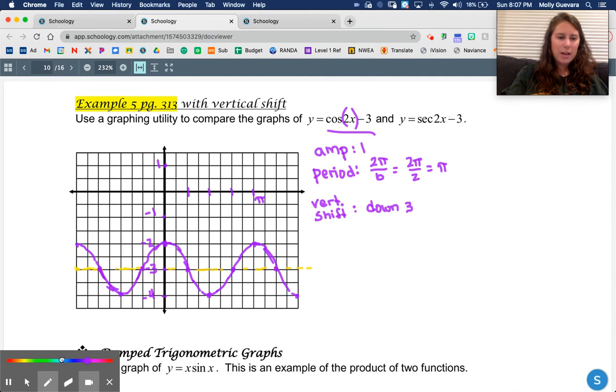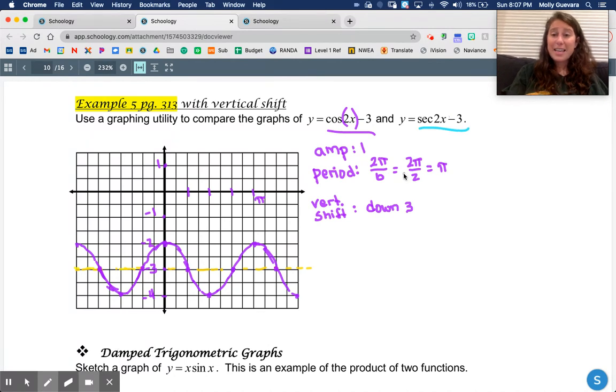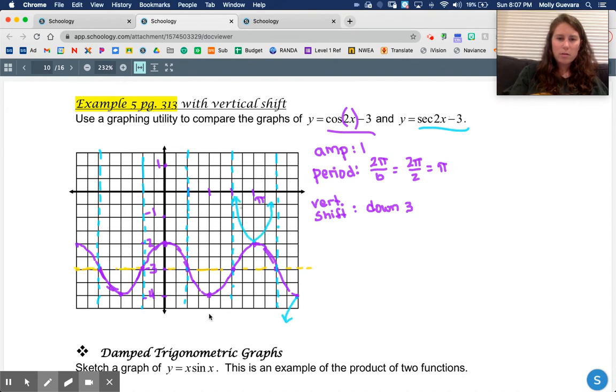Now, again, to find secant, I just take any time it crosses the x-axis, the equilibrium, and that is going to be my asymptotes. So I'm going to draw all my asymptotes like so. And then just take all my peaks and valleys and have them approach the asymptote. So just because it's been moved down doesn't mean it's not graphed exactly the same. It is graphed exactly the same, it's just been moved down. Okay, hopefully that makes sense.